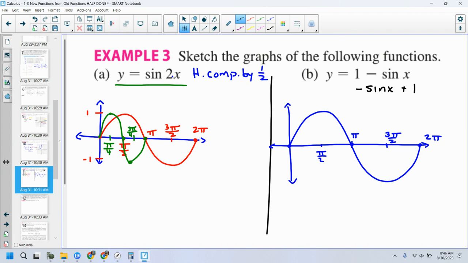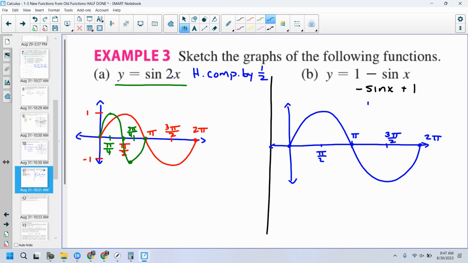Here's what I would say. Go with order of operations. If you plug a number into sine, what would happen first? Would you take the negative or would you add 1? You would take the negative, right? So that's what should come first. Run a number through, and whatever is going to act on it first is going to be the first transformation that you should do. So the first thing I'm going to do is reflect over the x-axis.